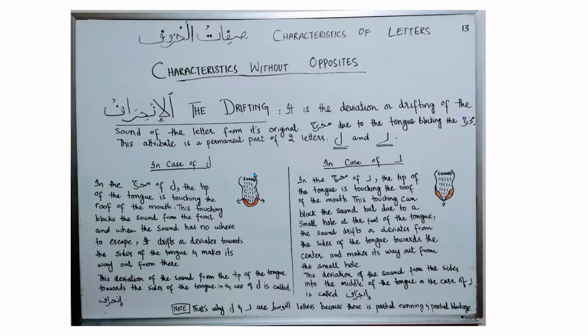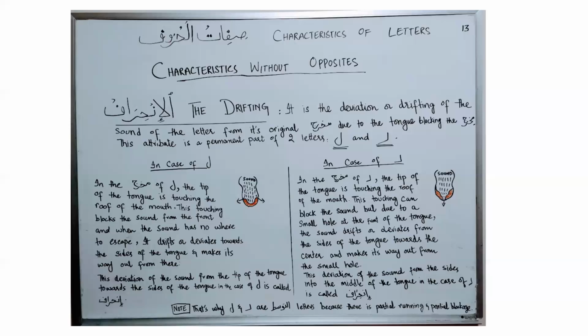And we can see in this picture, the sound was coming, but the tongue is blocking from the front. So the sound has to escape from somewhere. Instead of going straight, it will change its path and move towards the side and exit from here. And you can feel it while saying the makhraj of letter lam, like this. Al, al, al. The tip of the tongue is touching the roof of the mouth, and this touching is blocking the sound to escape from the front. That's why the sound deviates and escapes from the sides instead of from the front.